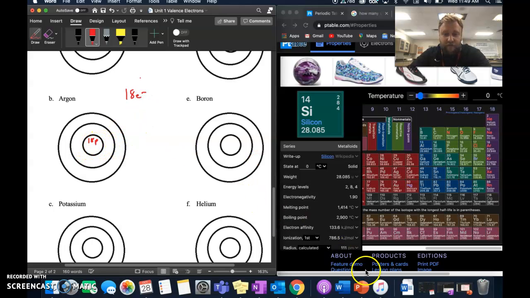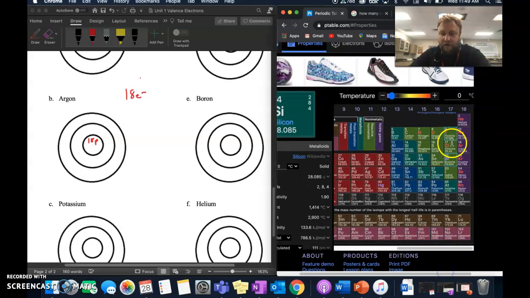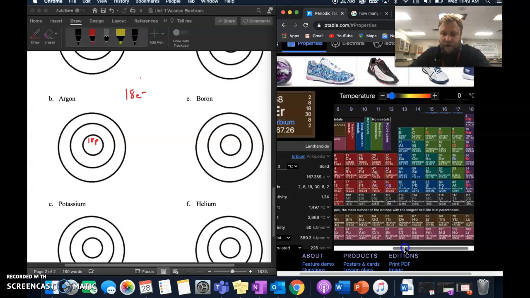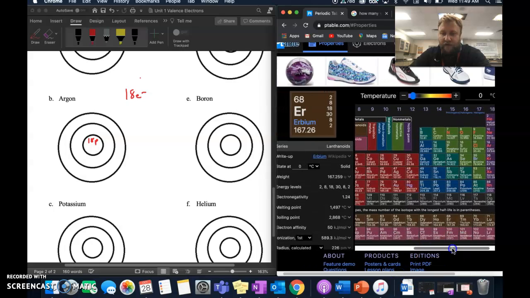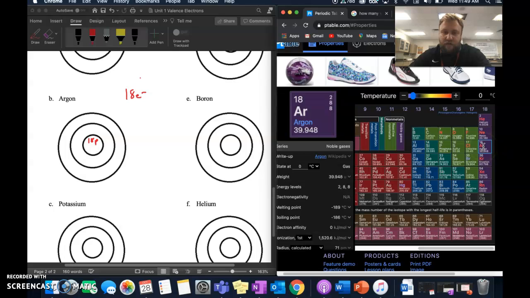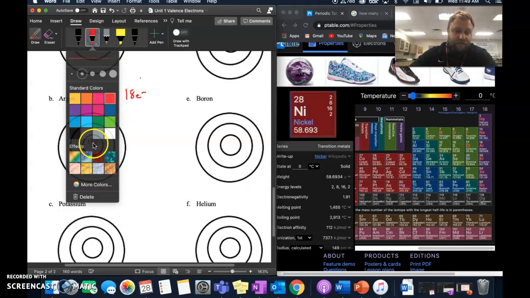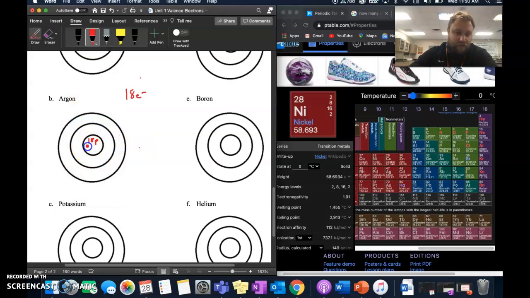And then how we figure out our number of neutrons: remember, we round the mass. So here we have 39.9 for our mass. We round that up to 40. Then we subtract our protons from that. So 40 minus 18 gives us 22 neutrons.